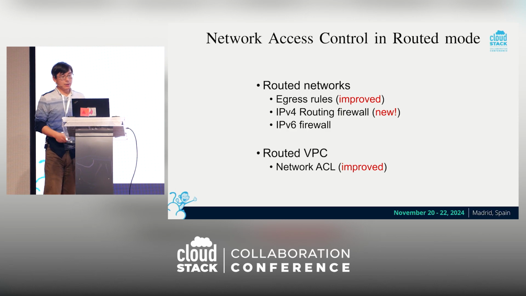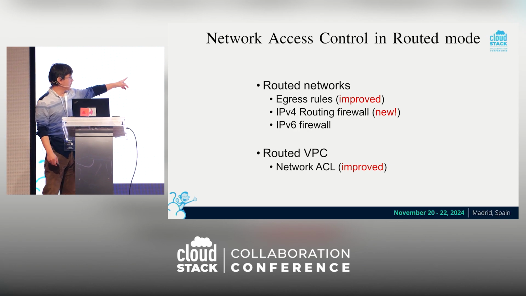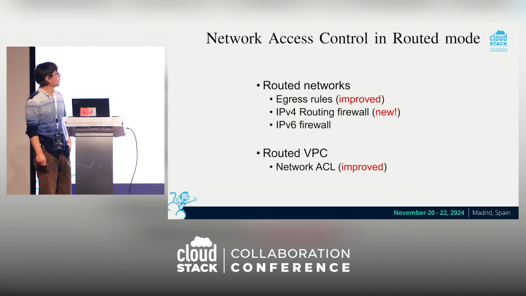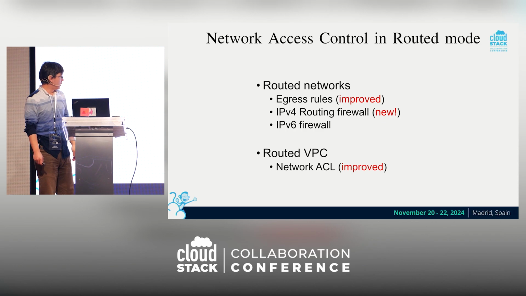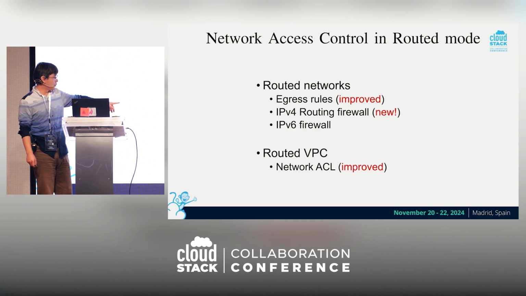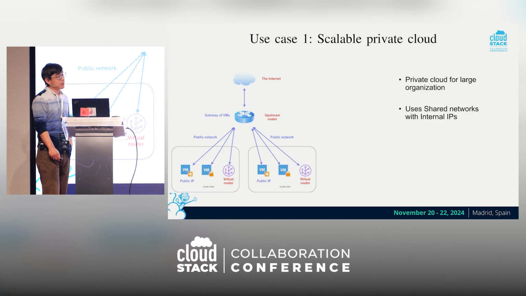For access control, we have improved the egress rules to support routed networks, and the firewall rule for IPv6 is still working. We have introduced a new type of firewall for routed networks, named IPv4 routing firewall. For routed VPC, we have improved the network ACL to support the firewall.